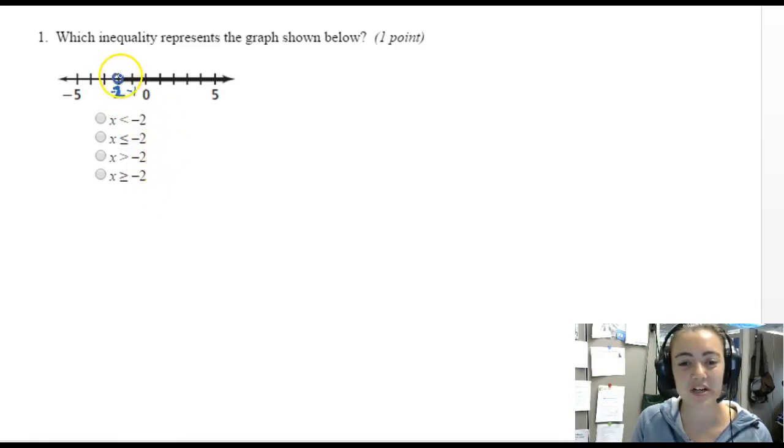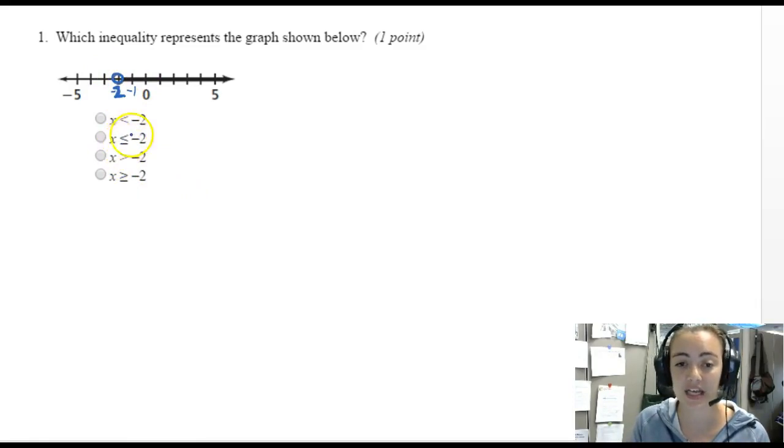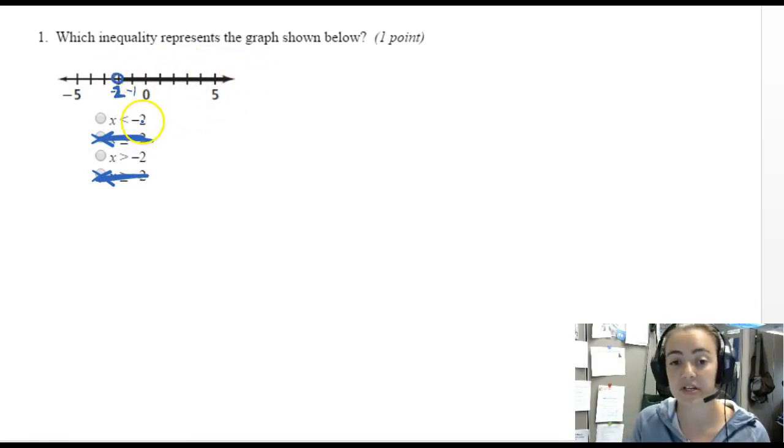Now it's an open circle, so that means it does not include -2, so it is not equal to it. So we can get rid of the second and fourth option. I'll cross them out entirely here. And it's going towards the higher, greater numbers. So it's actually saying that this includes all values that are greater than -2. So it would be x is greater than -2, or that third option.